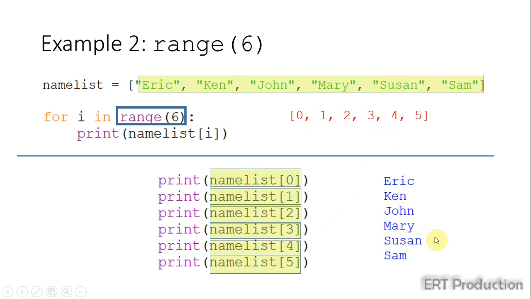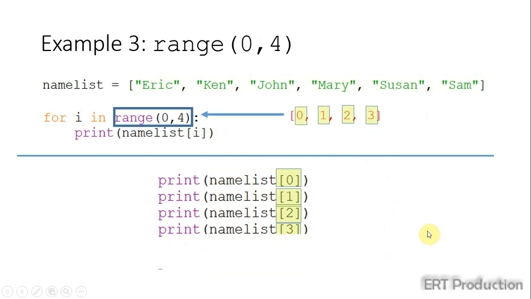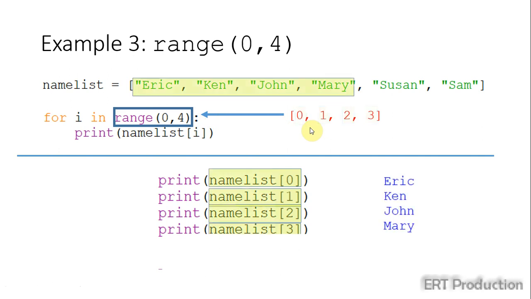Let's see another example. With these range functions, we can select the elements in the list more flexibly. In this example, the range 0, 4 is equivalent to a list of integers from 0 up to 3. In this case, this loop will print out the first 4 elements in the list.